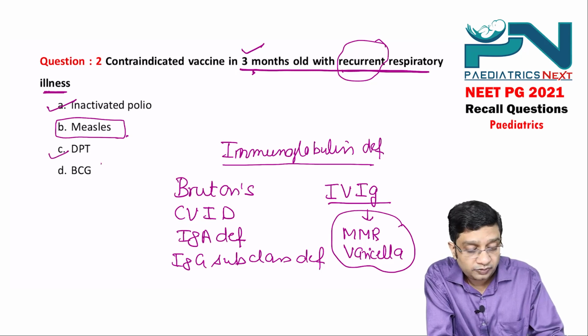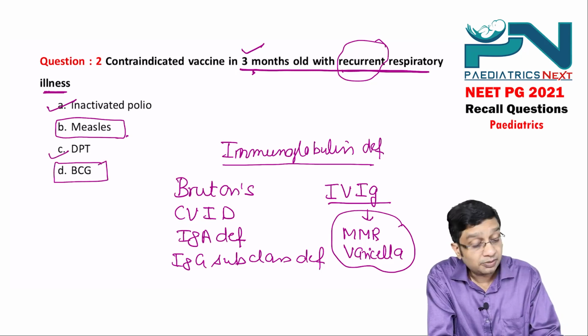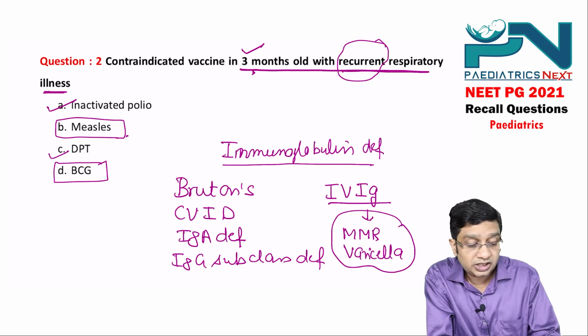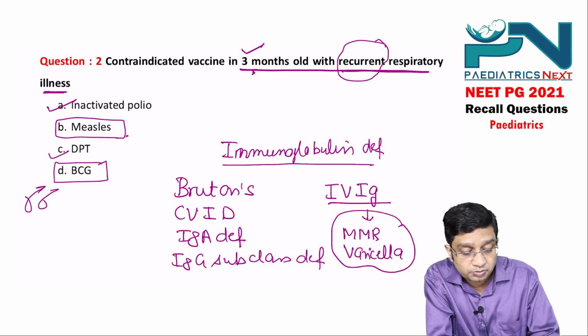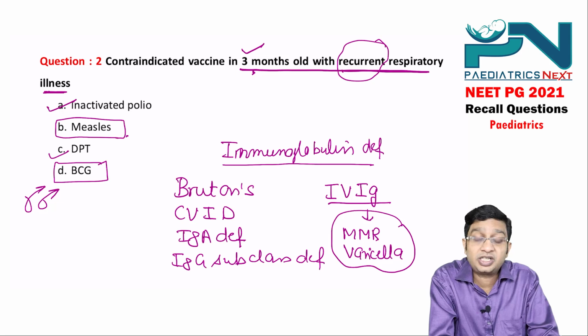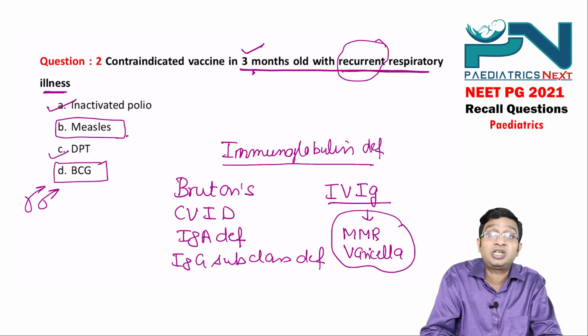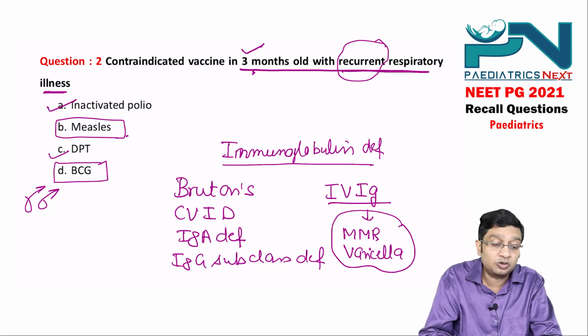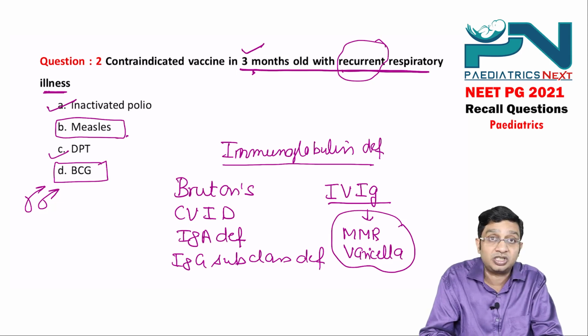So the only two confusions, BCG and measles here, but as the table says, I think the best and most appropriate answer here should be BCG, the contraindicated vaccine in a 3-month-old with recurrent respiratory illness. That is most likely the answer here, BCG.